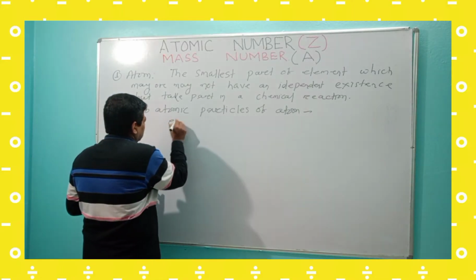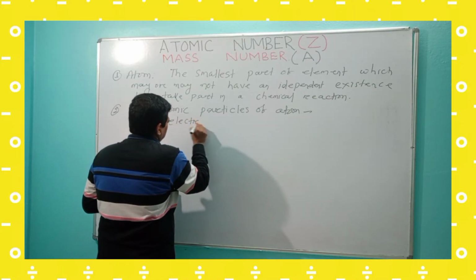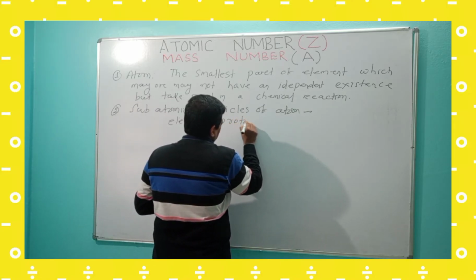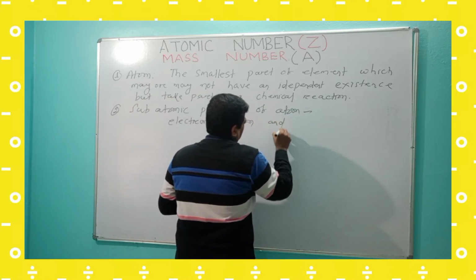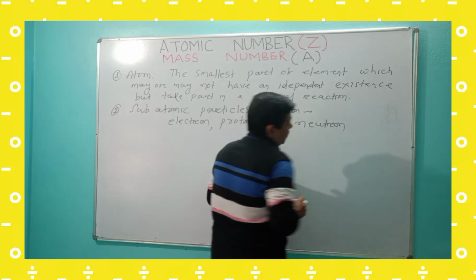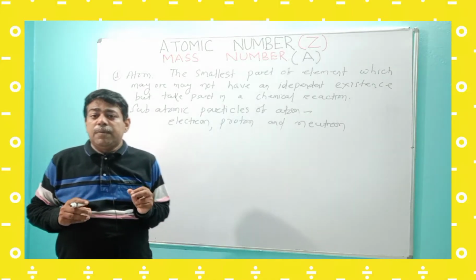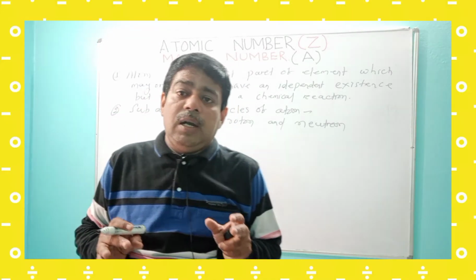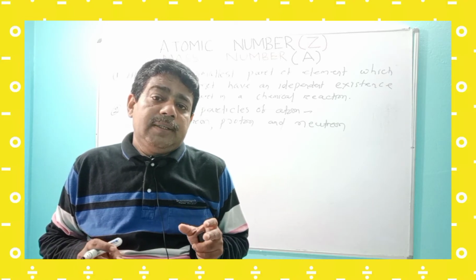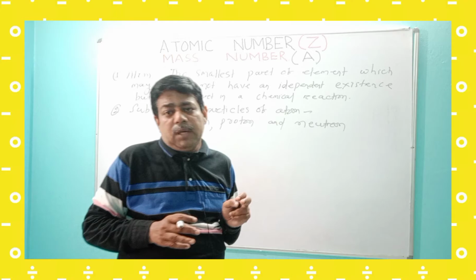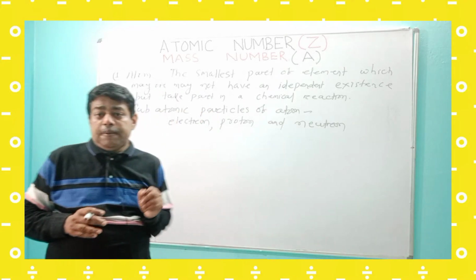Electrons, protons, and neutrons. It means an atom is made up of electrons, protons, and neutrons. It means the atom can be divided, and the smallest parts of the atom, called subatomic particles, are electrons, protons, and neutrons.